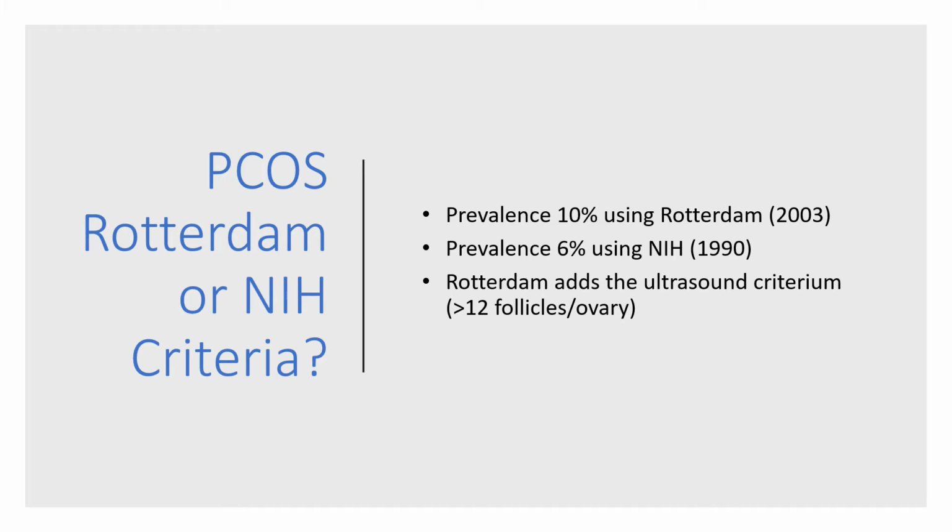Okay, let's assume we have a patient with patent tubes, normal semen analysis, and her most relevant problem seems to be oligovulation or anovulation. The most likely diagnosis in our population is PCOS. We often talk about Rotterdam or NIH criteria. Using the Rotterdam criteria, you'll see it in the next slides, the prevalence is 10% of anovulatory patients have PCOS, or NIH 6%.